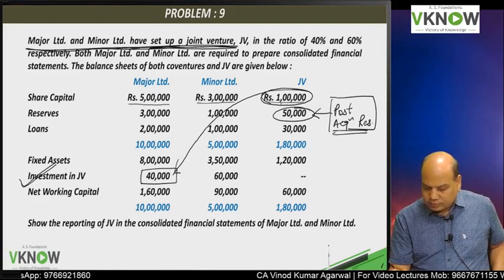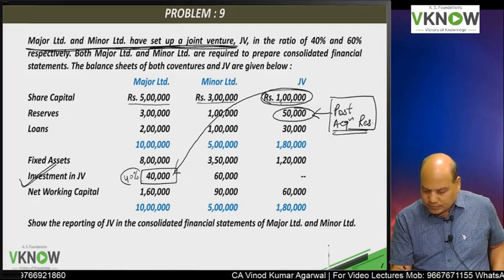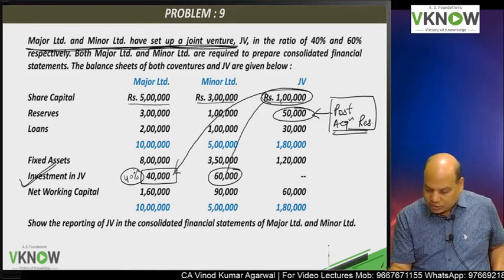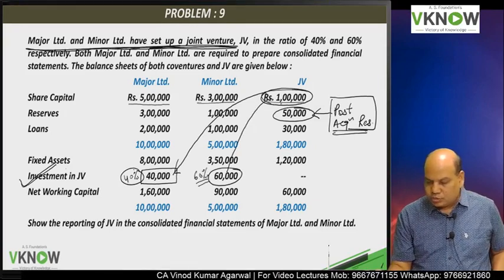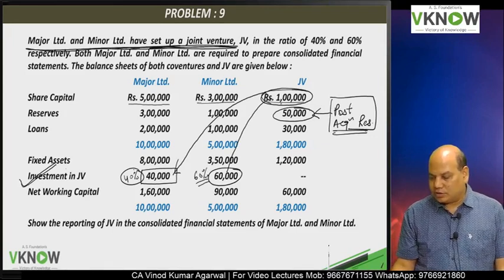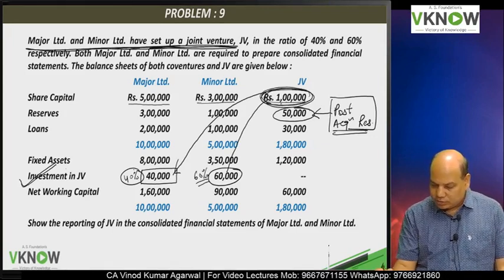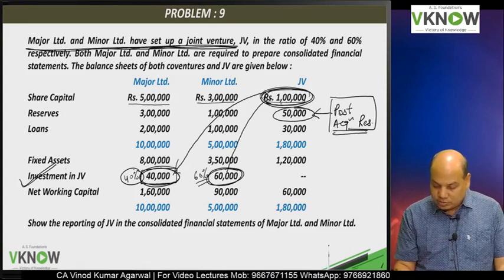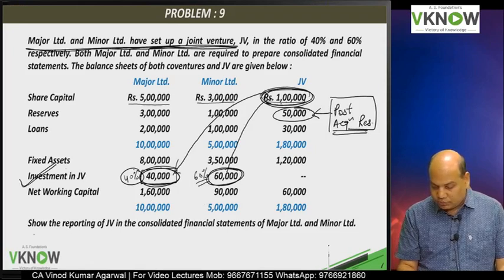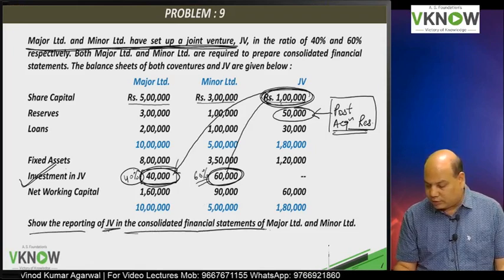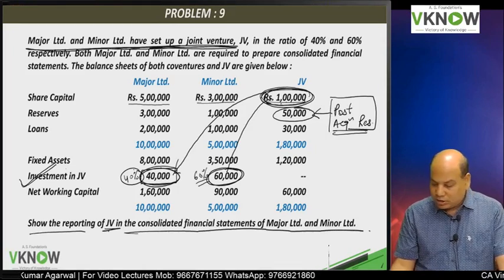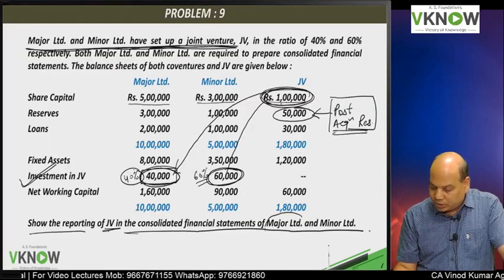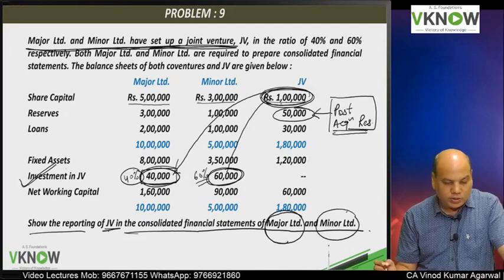Out of 1 lakh, 40% is held by Major, 40,000, and 60% was contributed by Minor, so that is 60,000. So that is matching also. Out of 1 lakh, 40,000 was contributed by Major, 60,000 was contributed by Minor. Then net working capital total. Show the reporting of joint venture in consolidated financial statement of Major Limited and Minor Limited. So you have to prepare consolidated financial statement for both parties.